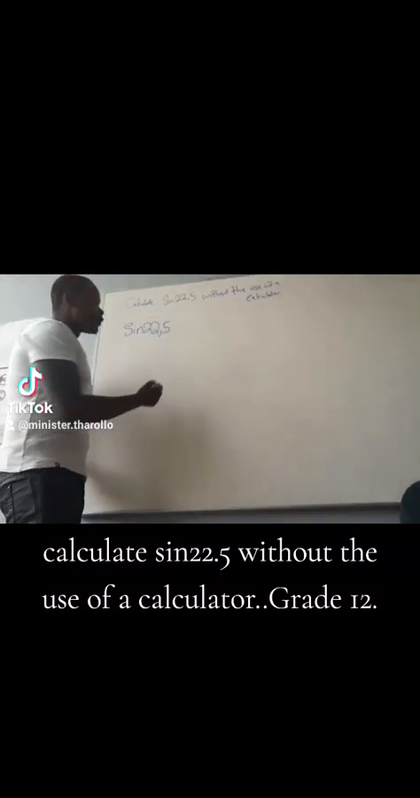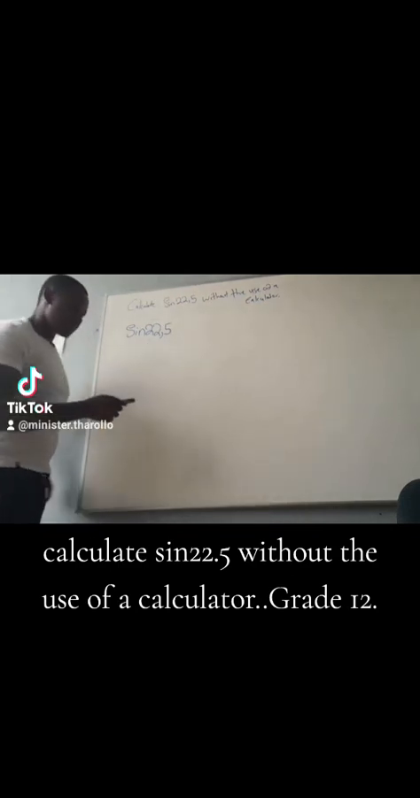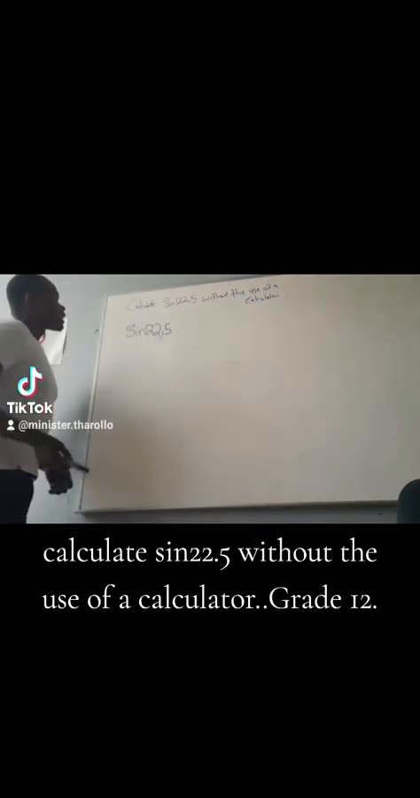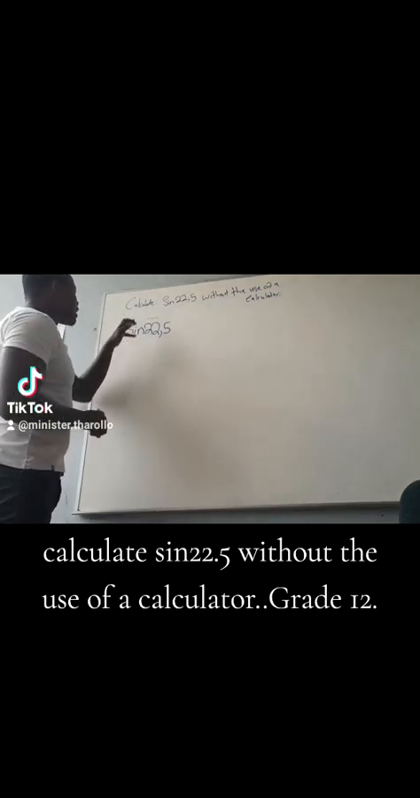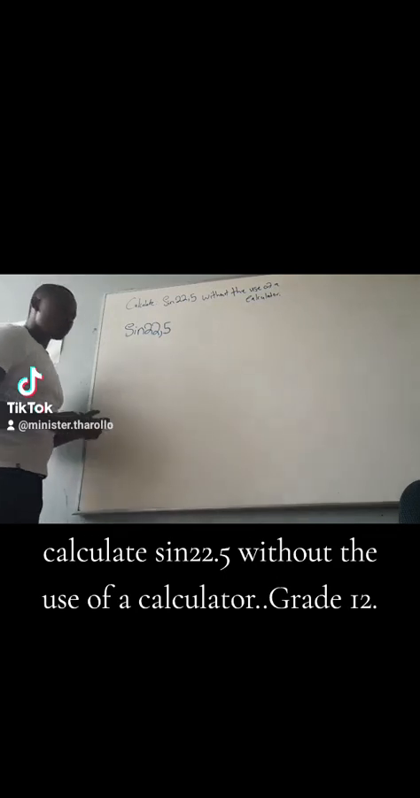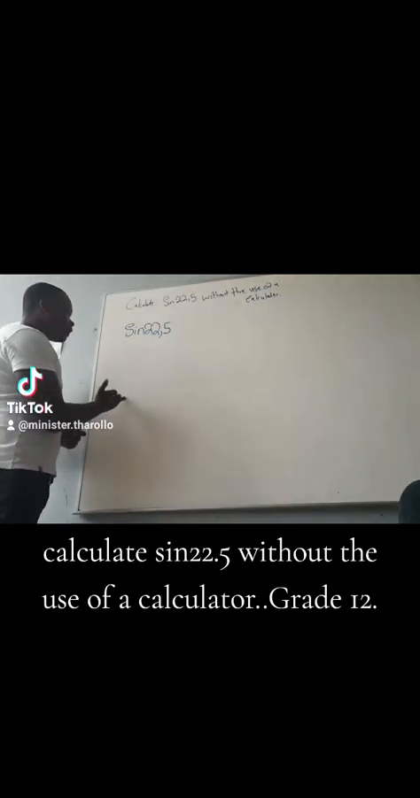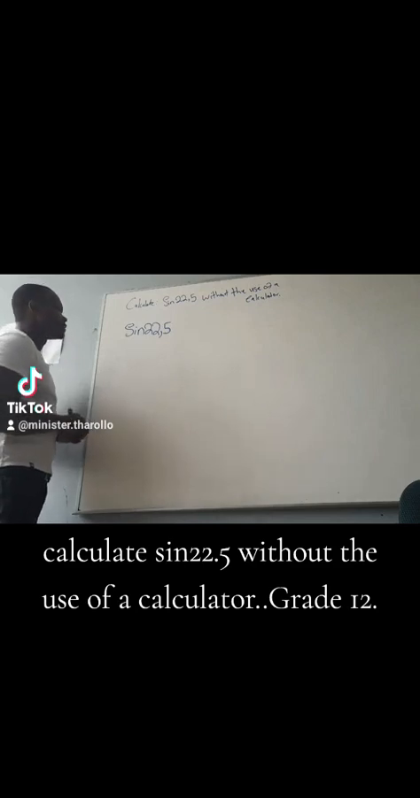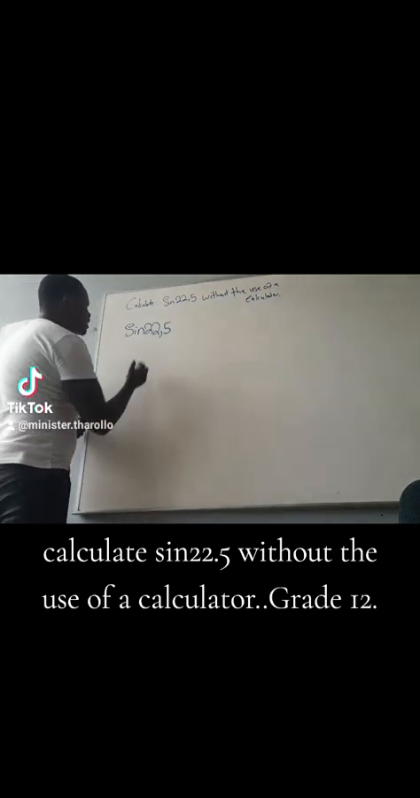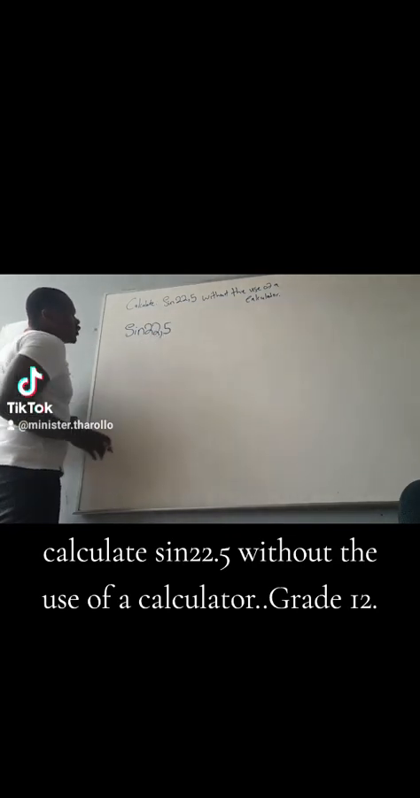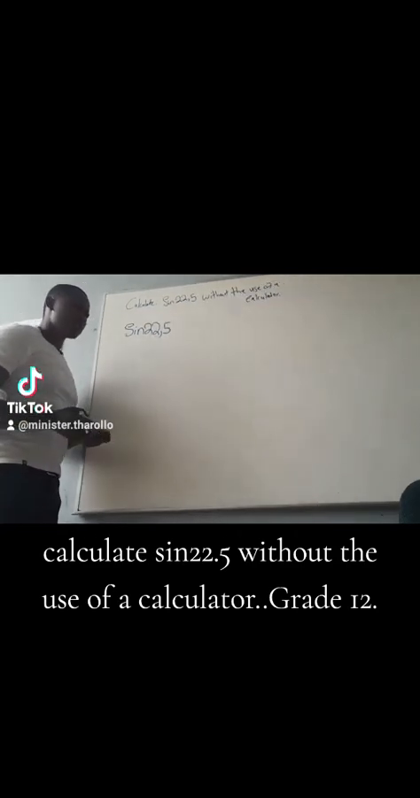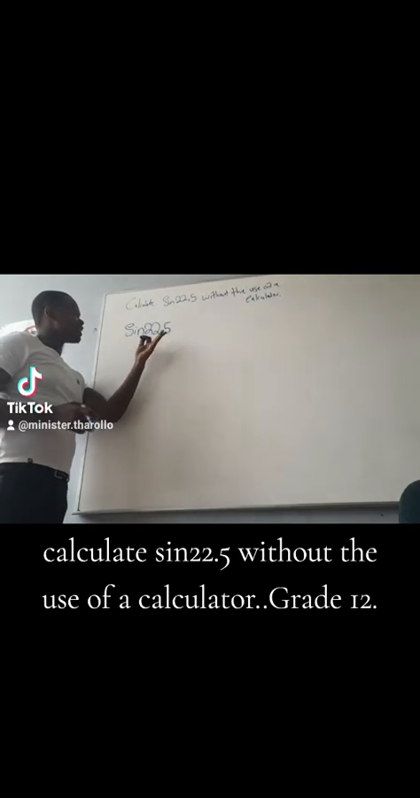Guys, we're given this type of question here. It says calculate sin 22.5 without the use of a calculator. In grade 12 we have learned about double angles and compound angles. But if you check this number here, it's less than 90.